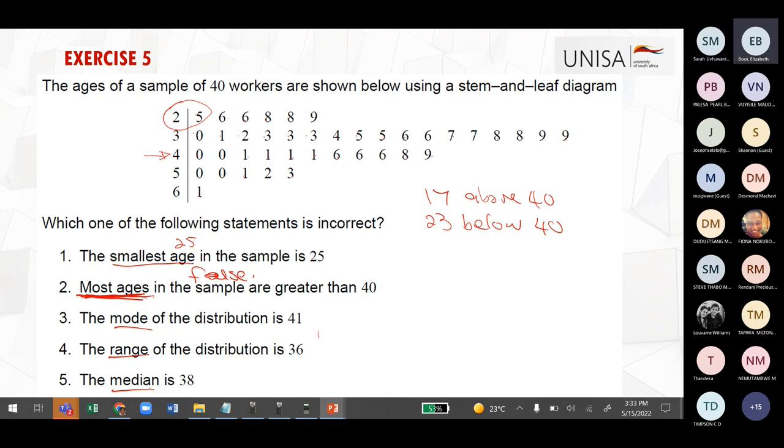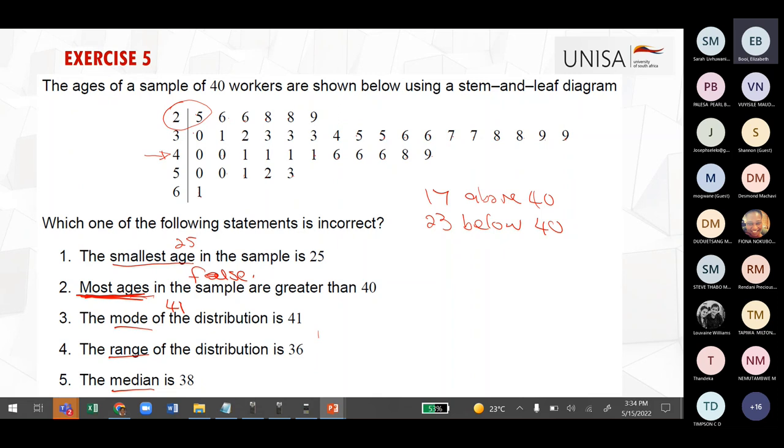The mode of the distribution. What is the mode? The mode is the most appearing value. So it's 41. Which number appears more than the other values? 41.